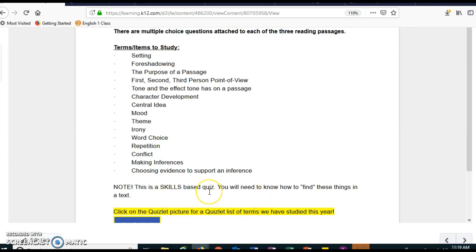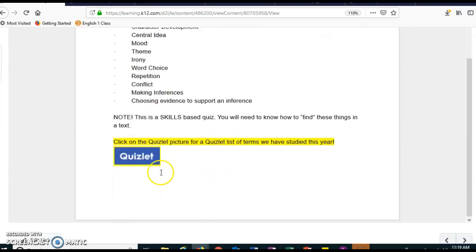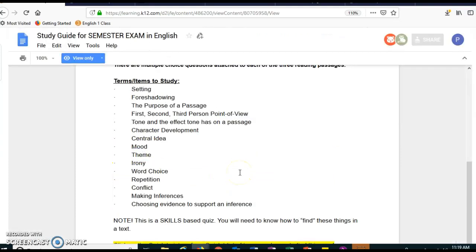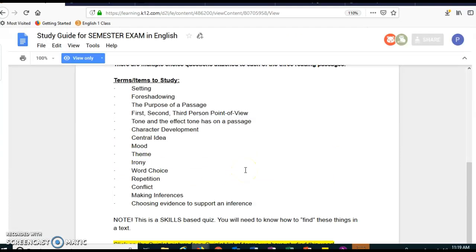So this is a skill-based quiz. You will need to know how to find these things in the text. Okay, so there is a Quizlet here. What this Quizlet does, when you click on the picture of the Quizlet, is it's going to open, hopefully.